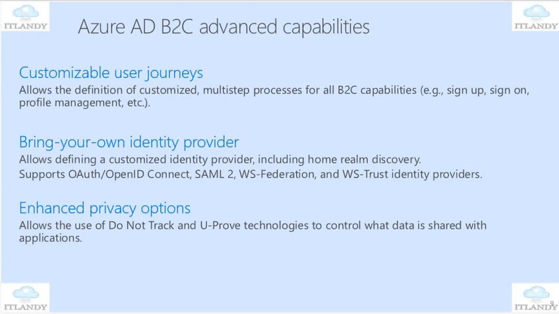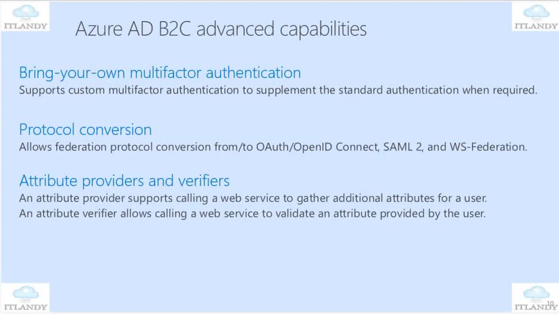Enhanced privacy, by allowing the use of Do Not Track or U-Prove technology, which means having control over what data you share and with whom. The other advanced capabilities: bring your own MFA, which supports custom multi-factor authentication to supplement the standard auth model. And protocol conversion, which allows the federation protocols to communicate between OAuth 2, OpenID, SAML, and Windows Federation.